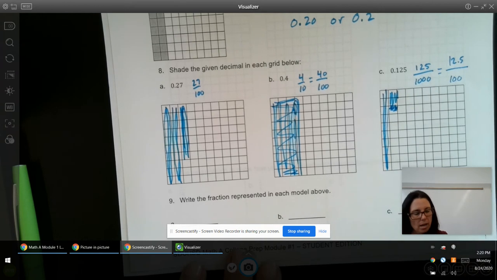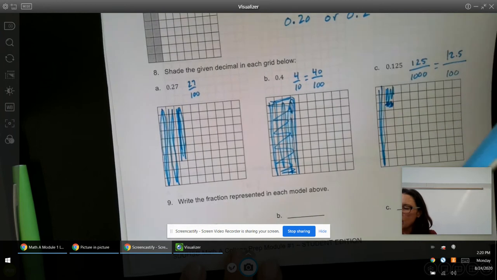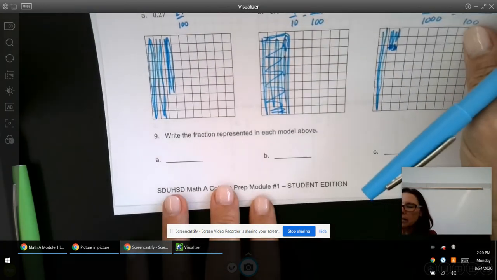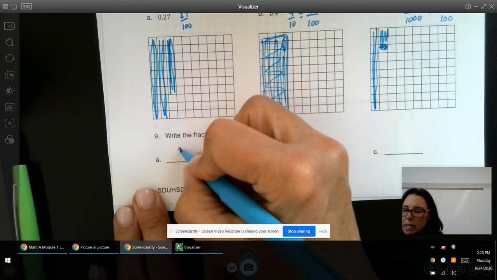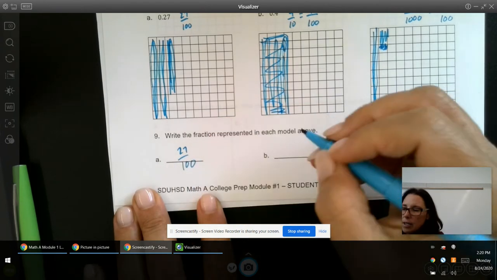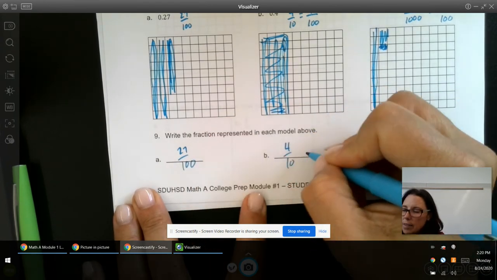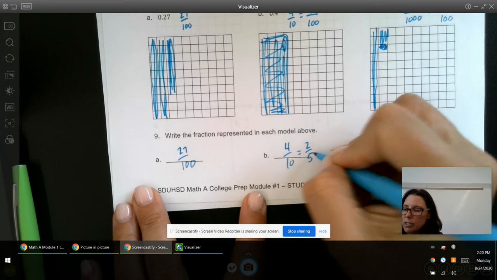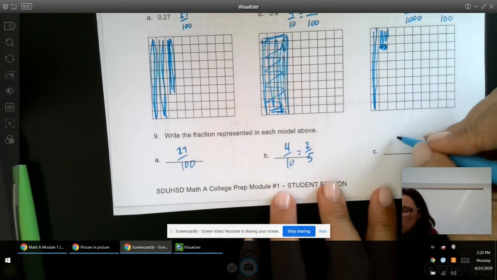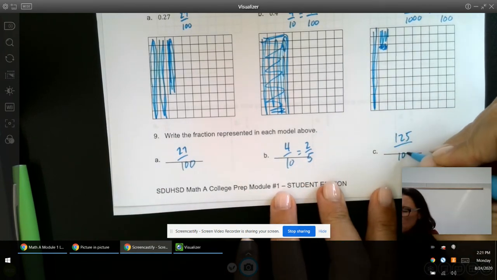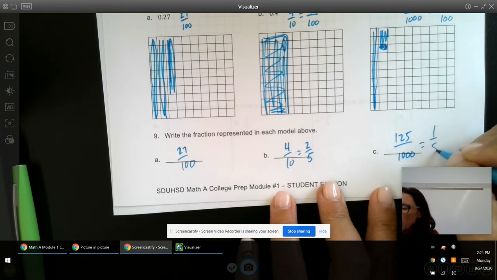Okay, write the fraction represented in each model above. Well, I guess I already did that right above them, but I'll go ahead and rewrite them here. So this is 27 hundredths. This was 4/10ths, which is 2/5ths. And this was 125 thousandths, which reduces to 1/8.